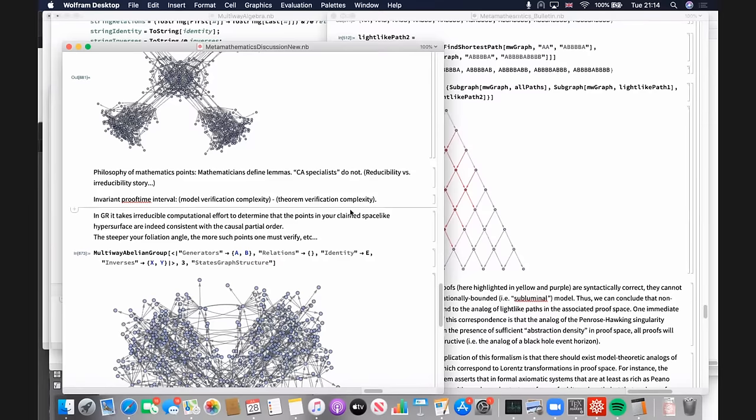Right. That's what I'm confused about. So the answer is decreasing the theorem verification complexity, as I said. So what you're doing is trading off theorem verification complexity for model verification complexity, because by adding in the lemma, you're reducing the length of the shortest proofs, but you're adding an extra step in verifying that additional lemma is in fact compatible.